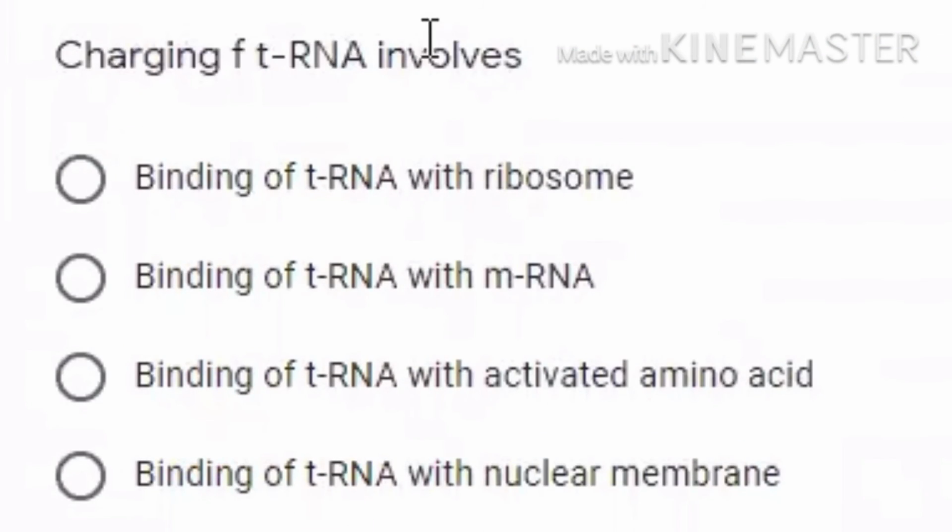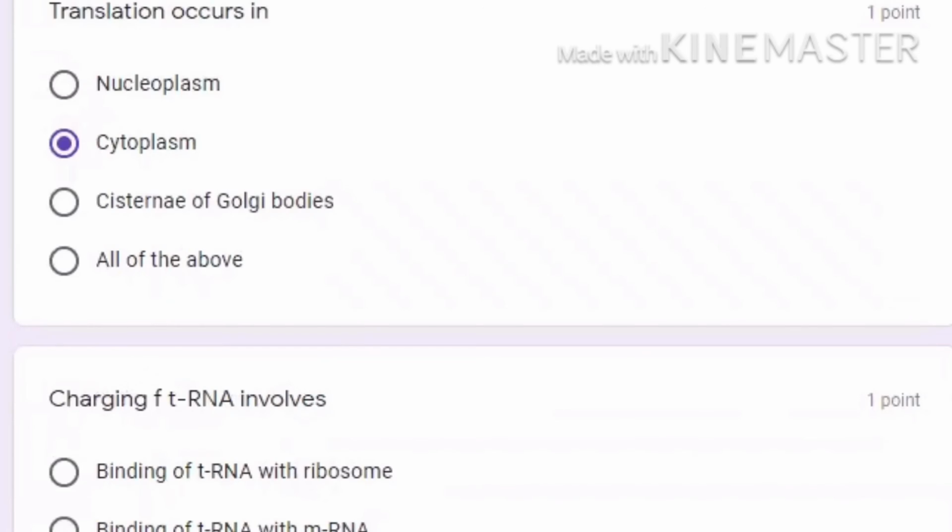Now, charging of transfer RNA. Charging of transfer RNA means what? We say transfer RNAs are charged. Are they charged when they bind with the messenger RNA, or they bind with the ribosomes, or they bind with the amino acid? What will be the answer? If you remember, we have already discussed that charging of transfer RNA means transfer RNA is binding with the activated amino acid. Is it clear?